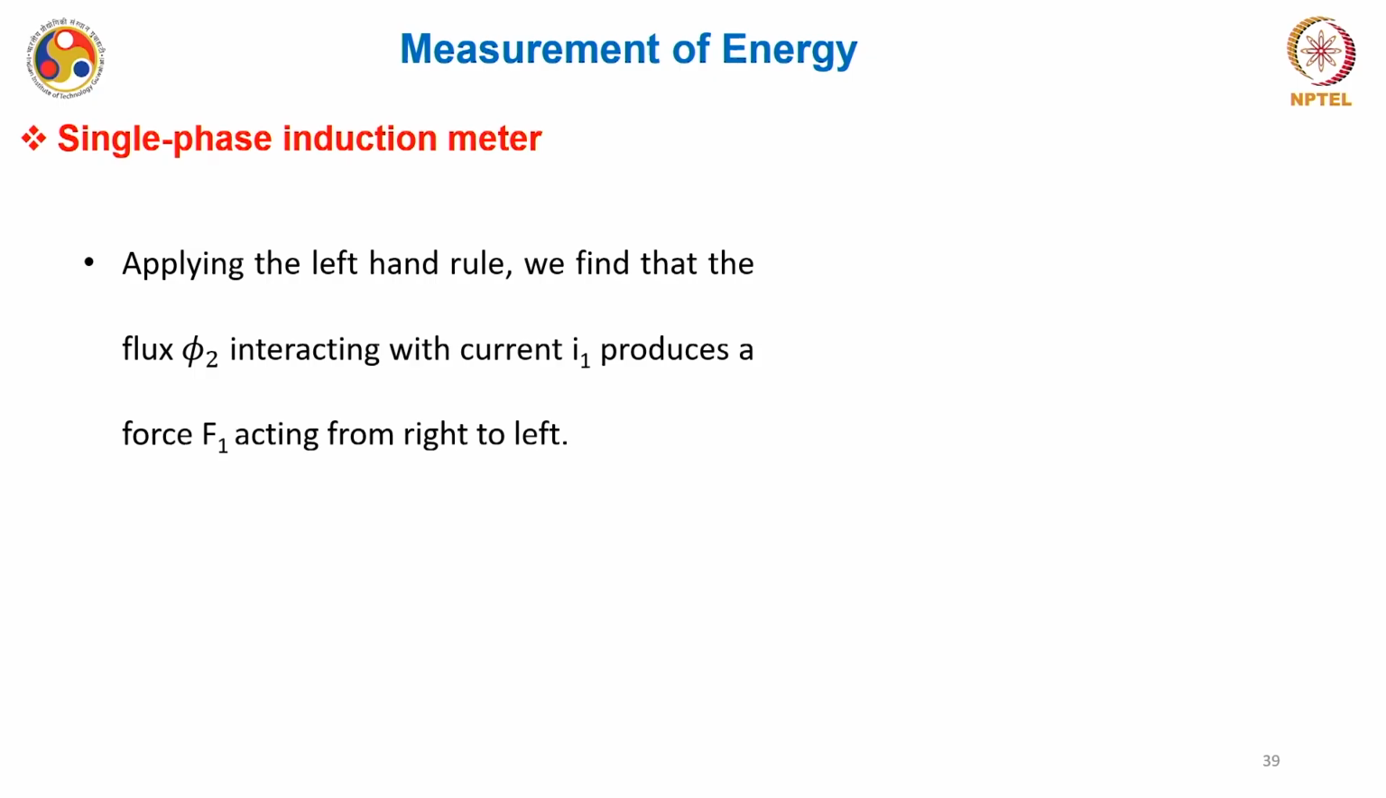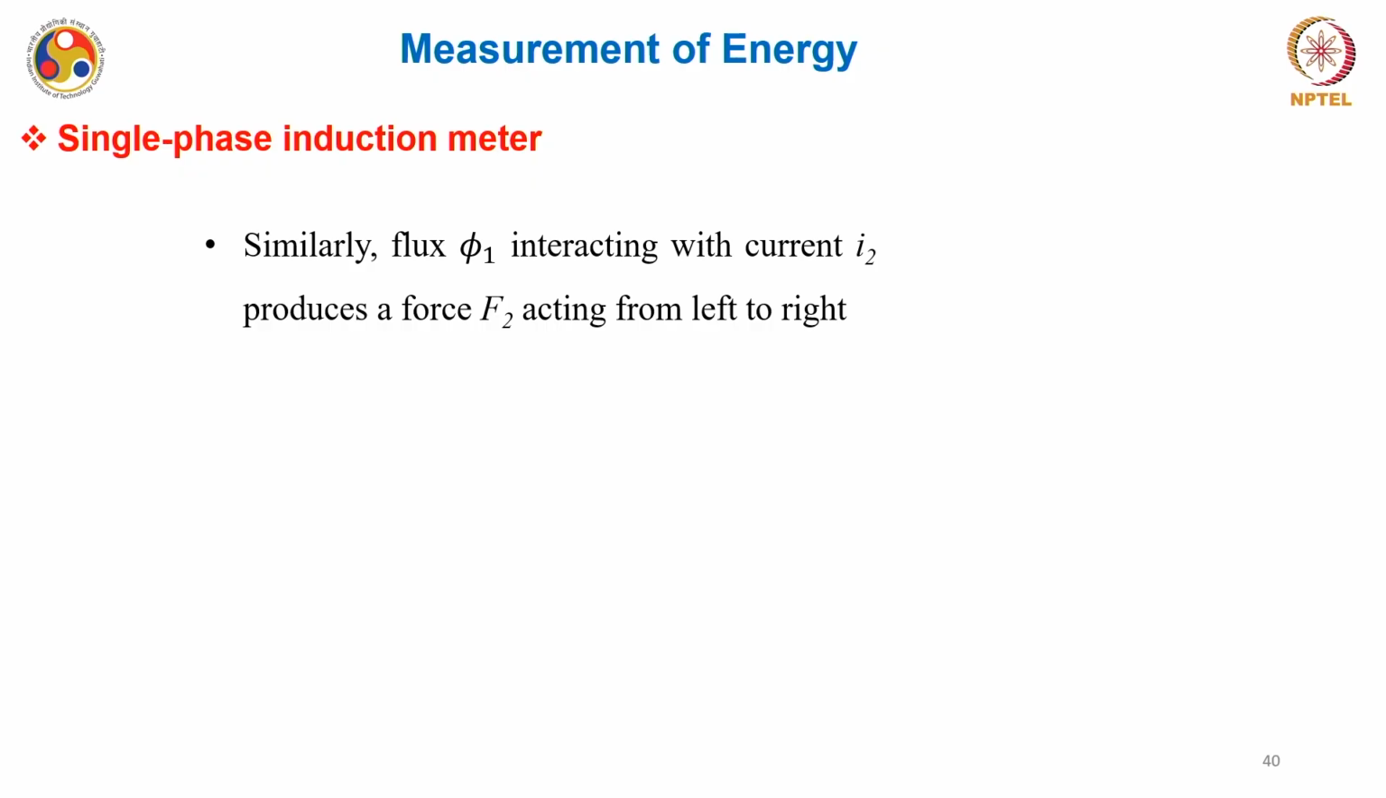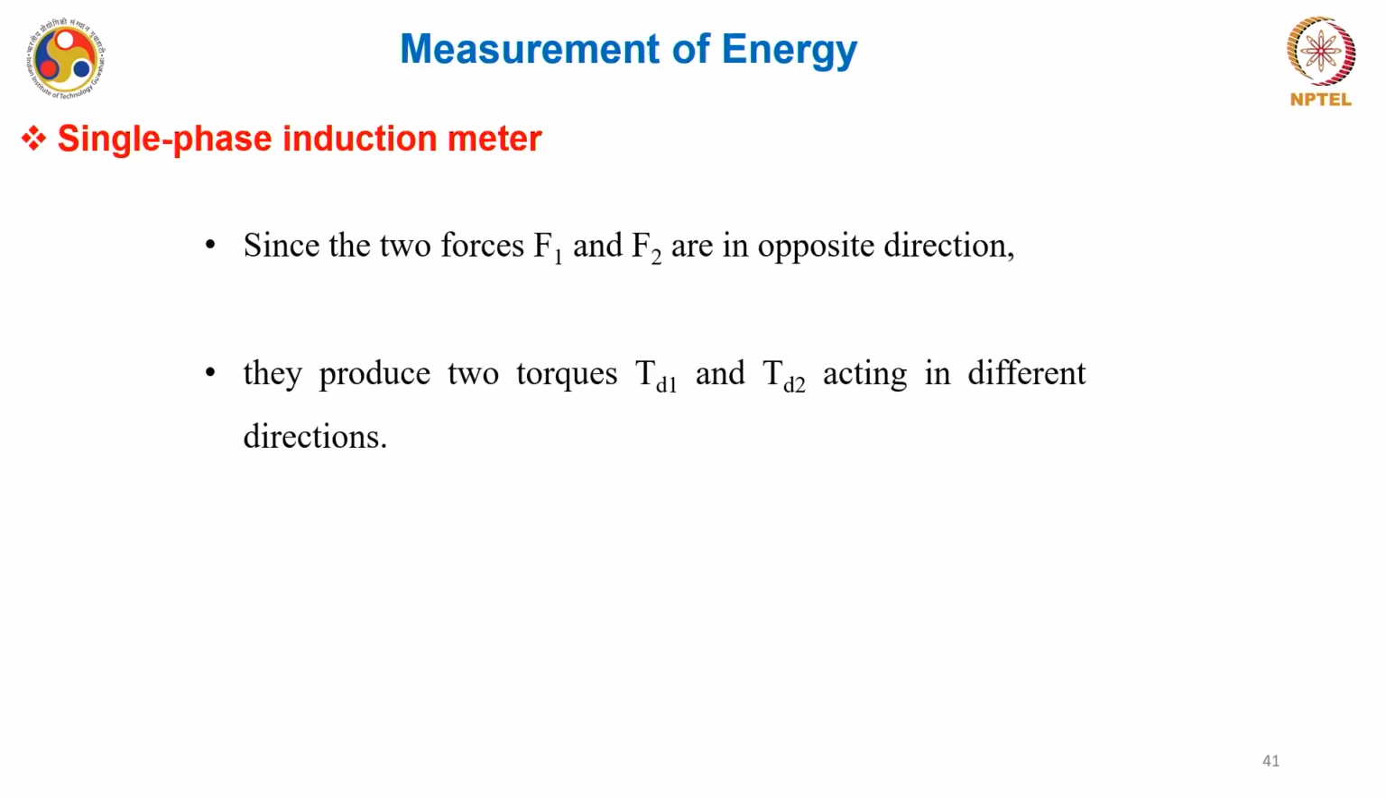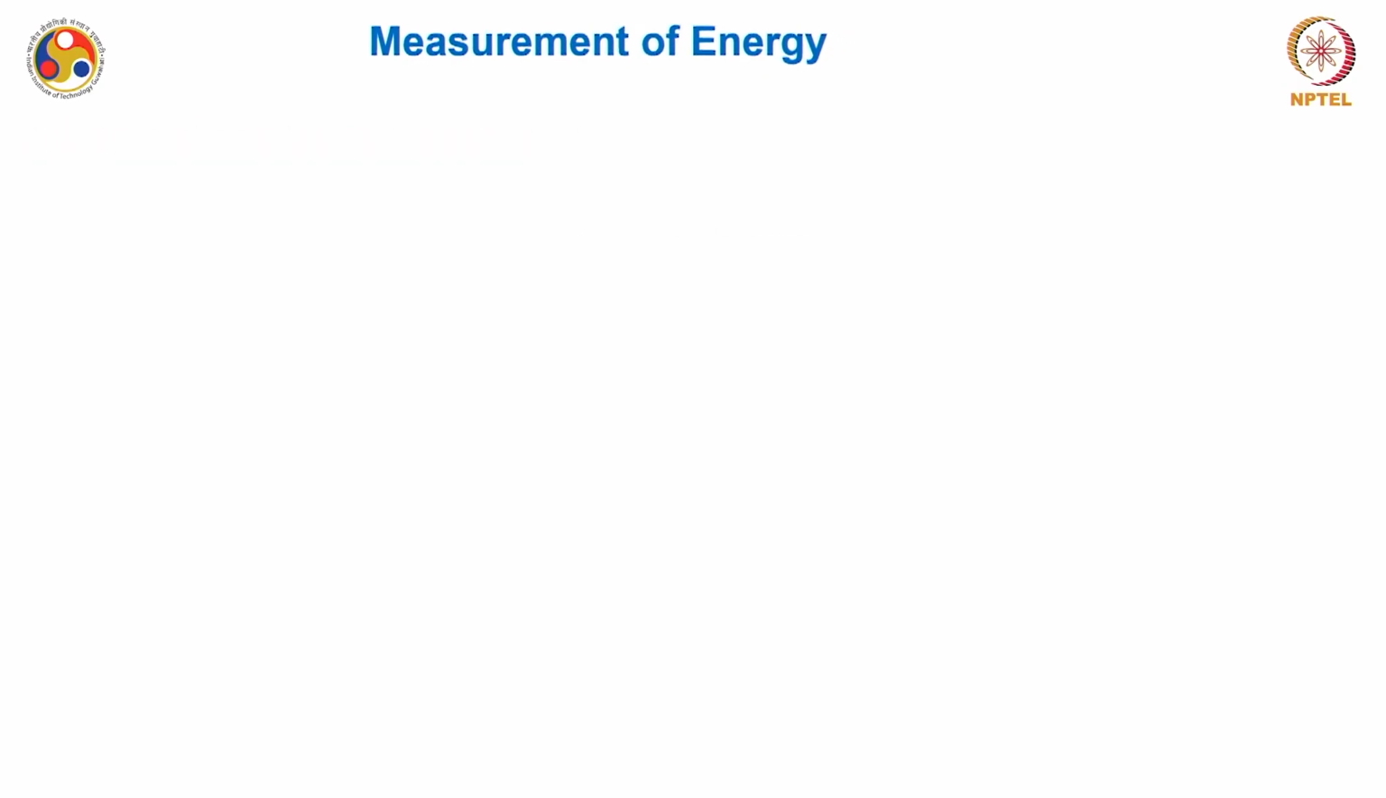All right, so if we apply the left hand rule, we find that the flux phi 2 interacting with current I1 produces a force F1 which is acting from right to left. And similarly, flux phi 1 interacting with the current I2 produces a force F2 which is acting from left to right. So now you have two forces because of the interaction of the flux phi 2 with current I1 and flux phi 1 with I2. Two forces are there, and they are in opposite directions. It means that you have two different torques, TD1 and TD2, again acting in different directions.